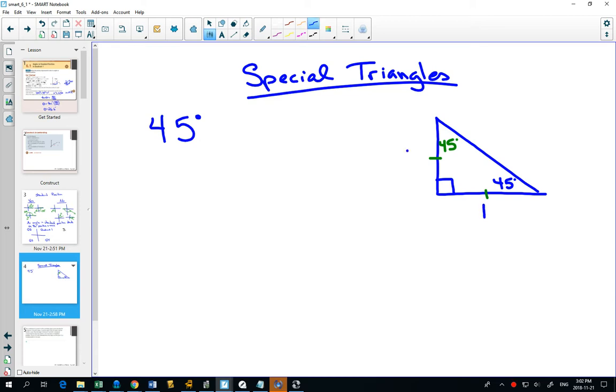You like 8.72? If I make this side 1, then that side is 1. And you can figure out the hypotenuse. A squared plus b squared, 8.72 would have been bad. 1 squared plus 1 squared equals c squared. 2 equals c squared. So the hypotenuse has to be the square root of 2. Everybody okay with that?